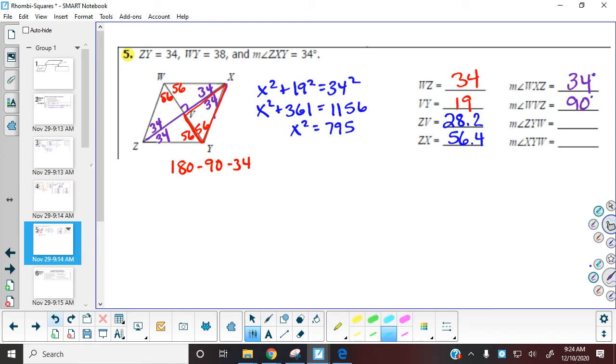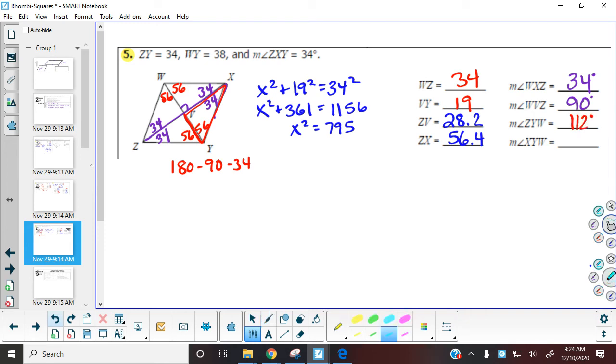Okay, and then I'm going on to ZYW. So Z to Y to W. There we go, Z to Y to W, that's the big angle. So if we know each of the small angles are 56 at that corner, we're going to add 56 and 56. And when I add 56 and 56, I get 112.